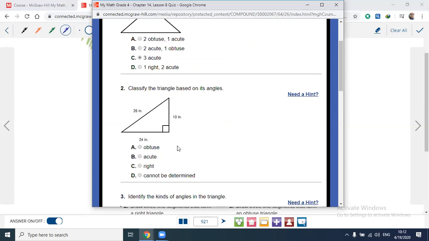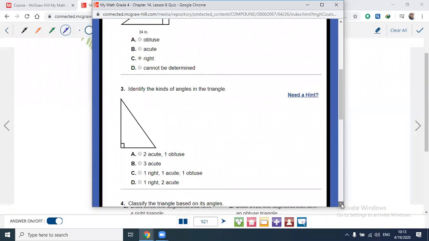This triangle is called what? Obtuse, acute, right, or cannot be determined. What is the type of this triangle? Right. Yes, excellent, Muhammad, because it has a square corner called a right angle. So this one is a right triangle. Excellent.